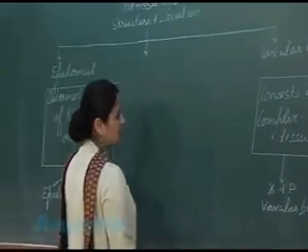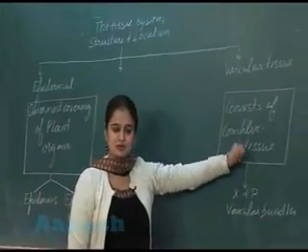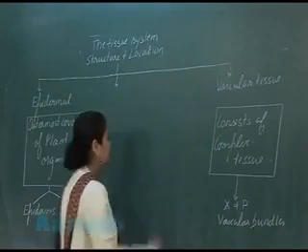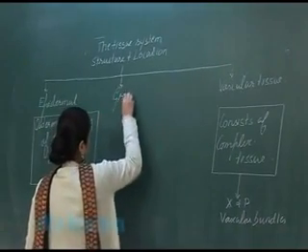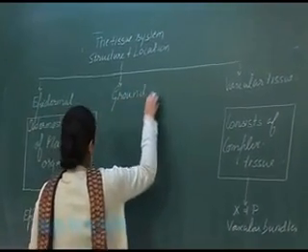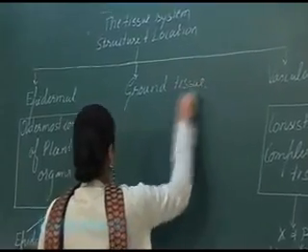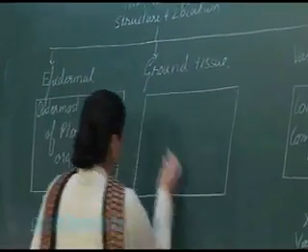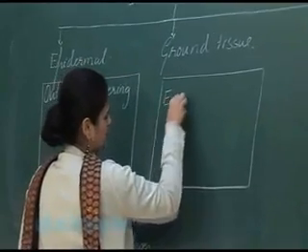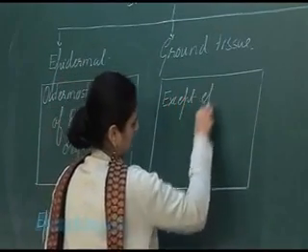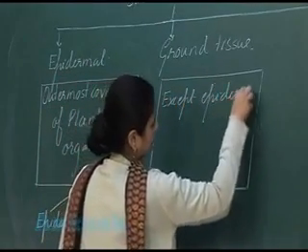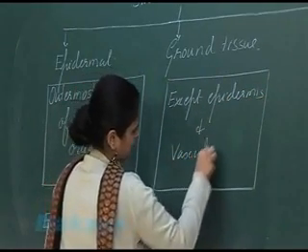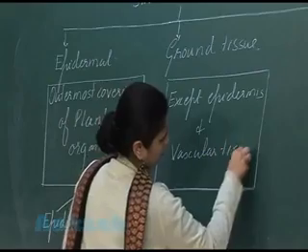Except the epidermis and vascular tissue, the rest of the tissue represents the ground tissue system. Ground tissue system makes up the part of the plant except epidermis and vascular tissue.